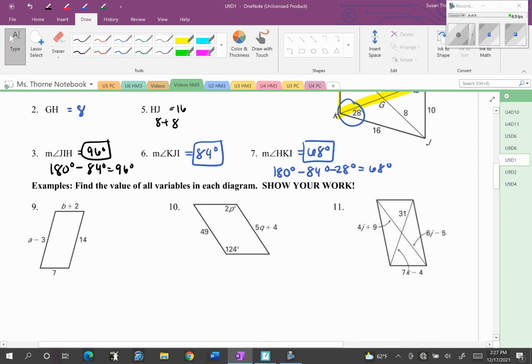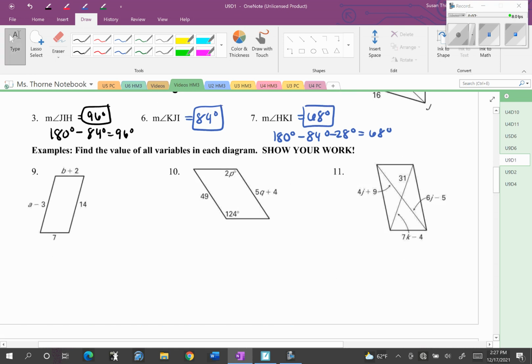All right, so for the next examples, it says, find the value of all the variables in each diagram, show your work. So for question number 9, we know that this side length has to be equal to this side length. So B plus 2 equals 7. So that means, of course, B is equal to 5. And this side length has to be equal to this side length. So A minus 3 has to be equal to 14. So A is equal to 17.